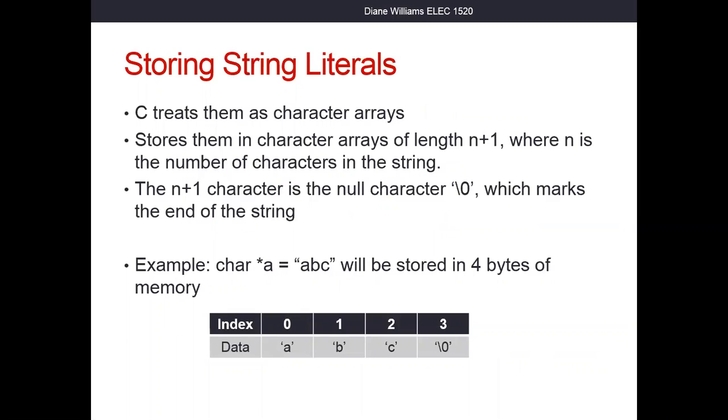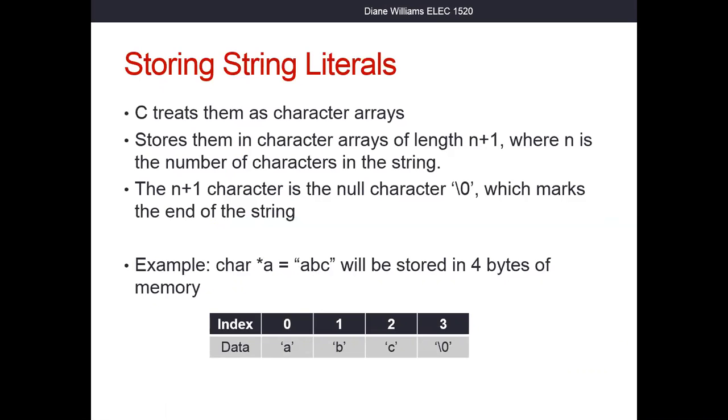And C simply treats them as character arrays. So it's going to create, let's take a look at this example here. char *a is the name of my array. Its data type is a pointer, so a here is going to be a pointer to a char data type. That's what this asterisk suggests, right, when I declare this. And then the equal sign says, well, I want to assign to that this string ABC.